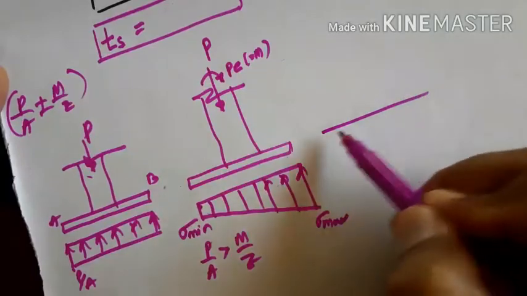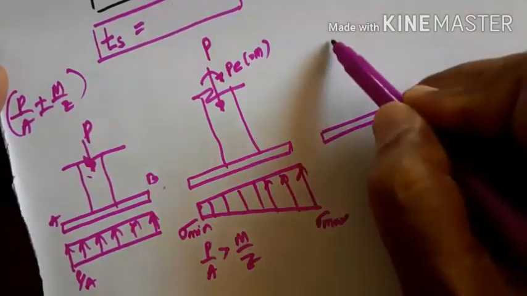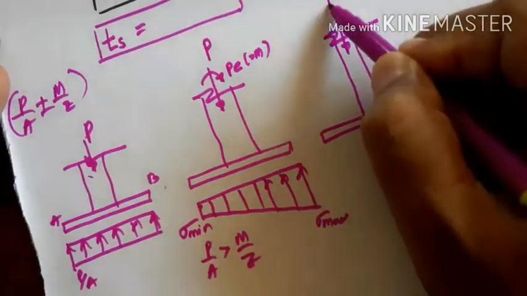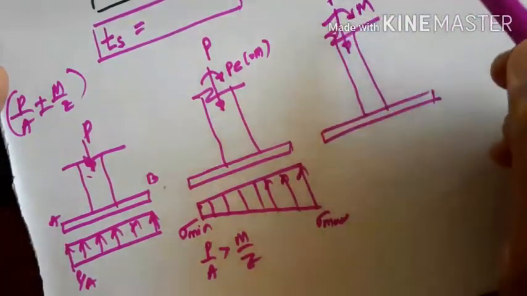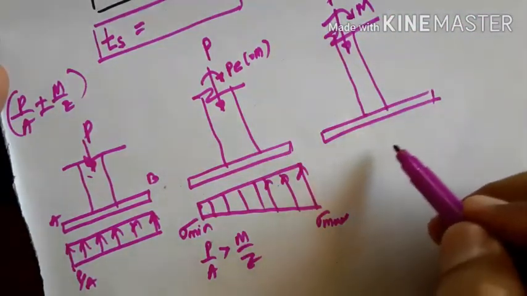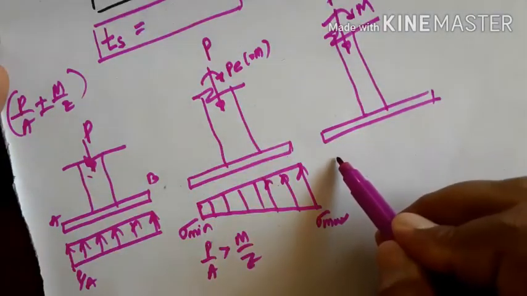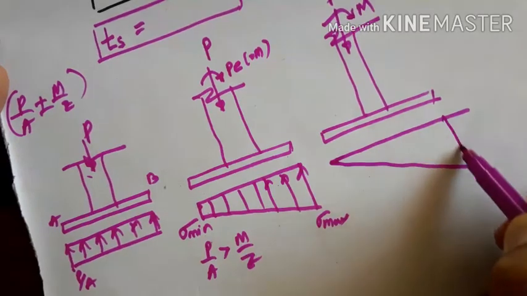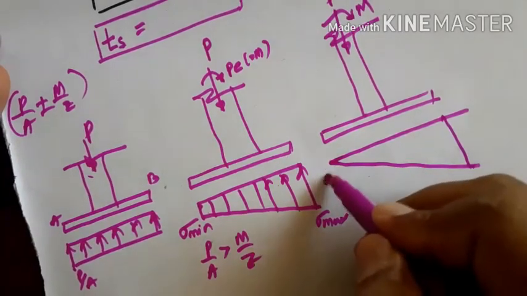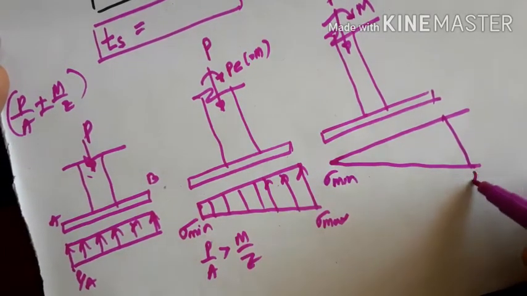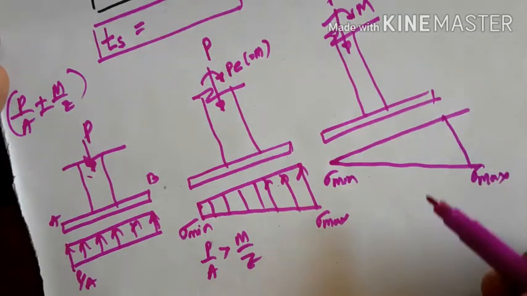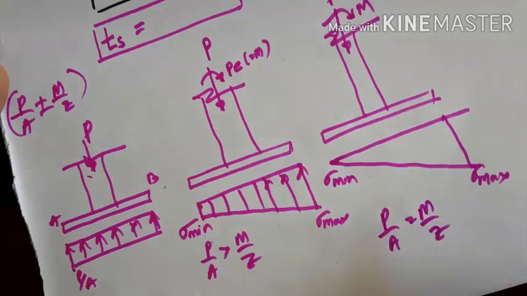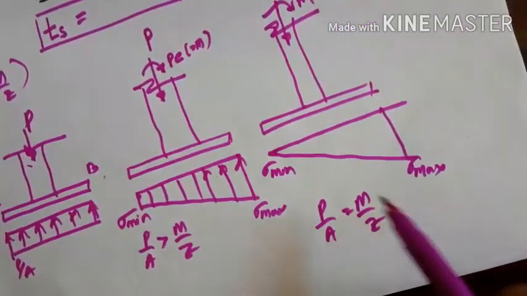Then another pattern you may get. Suppose this is the base plate and this is the column, it is P and a moment is also acting. One more pattern, again the same. What you may get is like this, that is sigma minimum and sigma maximum. When you get this pattern, P by A is equal to M by Z.